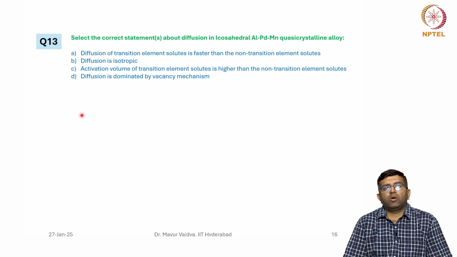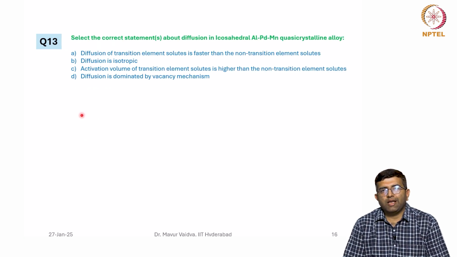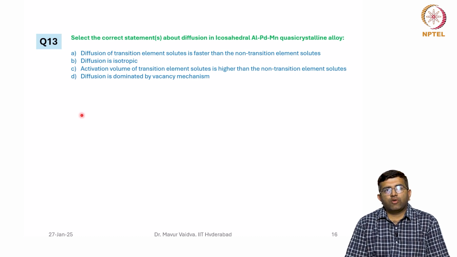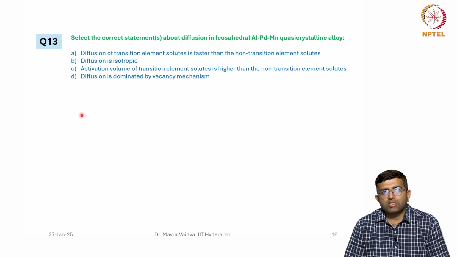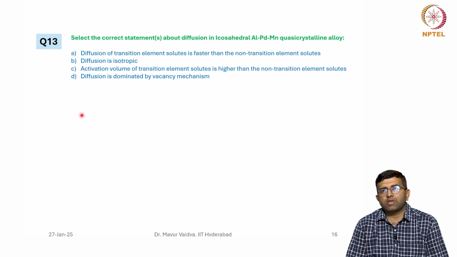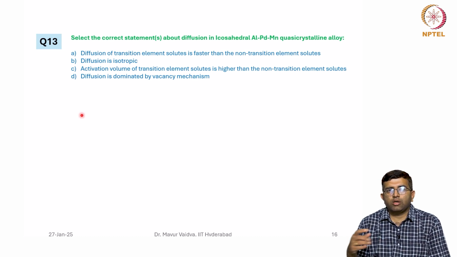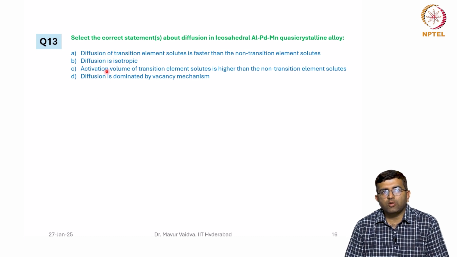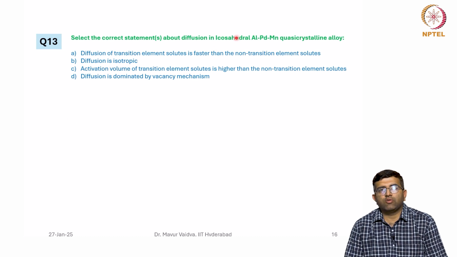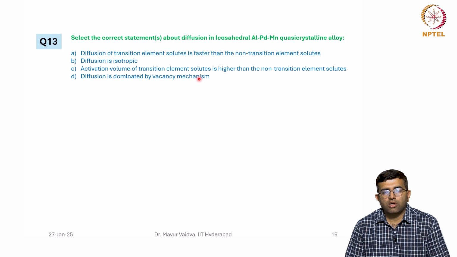Next, select the correct statements about diffusion in icosahedral aluminum, palladium, manganese quasicrystalline alloys. The first option is, diffusion of transition element solutes is faster than the non-transition element solutes. This is not correct because actually the transition element solutes diffuse slower than the non-transition element solutes. Diffusion is isotropic. This is correct because it is an icosahedral structure. So, diffusion is isotropic, or 1 single diffusion coefficient is enough to describe the complete behavior.